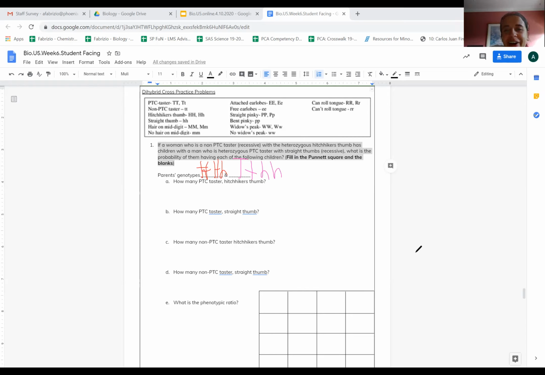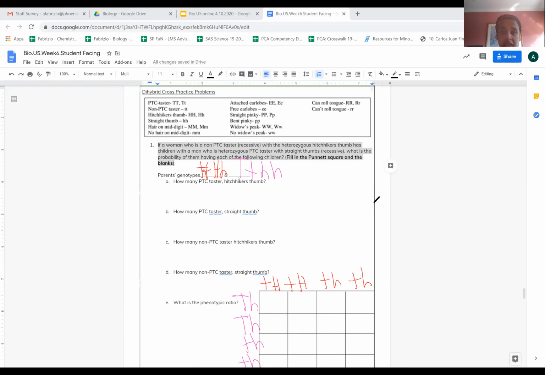Okay, so now we're going to set up our cross. So for mom, we see that she only has little t's to contribute, and then big H and little h. So we're going to put tH, th, tH, th. And then for dad, he has two different alleles for the T, and then only one H combination. So he's going to have Th, Th, th, th.